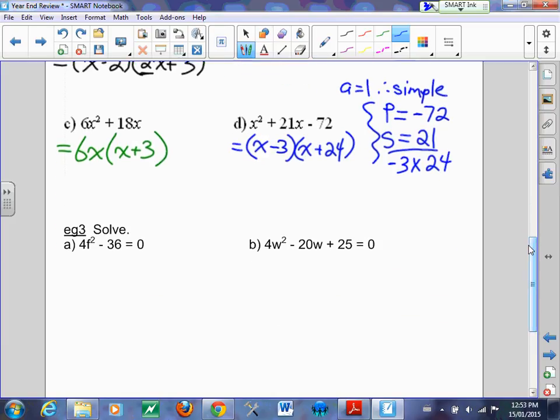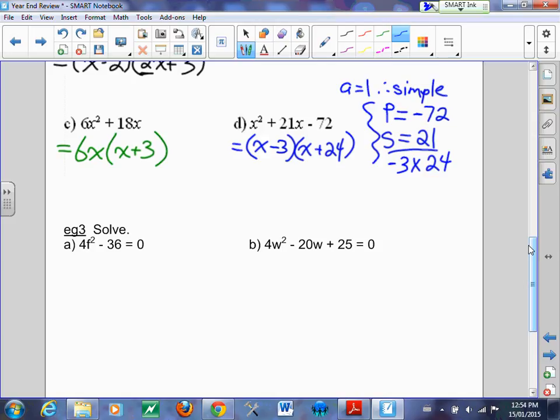Now 3 says to solve. The difference between example 2 and example 3: example 2 says factor. Notice there was no equation, no equal signs, to begin with. In number 3, you have to solve. So you're going to get the variable by itself.